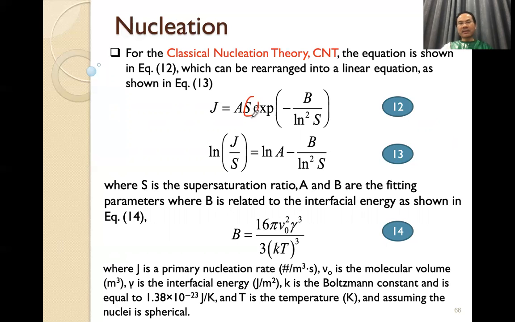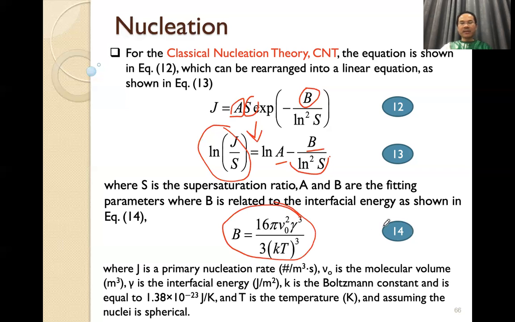S is the actual concentration divided by the saturated concentration or solubility. It is a function of constants A and B, like this equation. Or you can convert this in terms of logarithm. If you know the concentration or the supersaturation and you measure the nucleation rate, you can determine A and B. You can plot this term against 1 over natural log squared S, and you can determine A and B for this case. But B is only expressed in terms of thermodynamic properties, right?